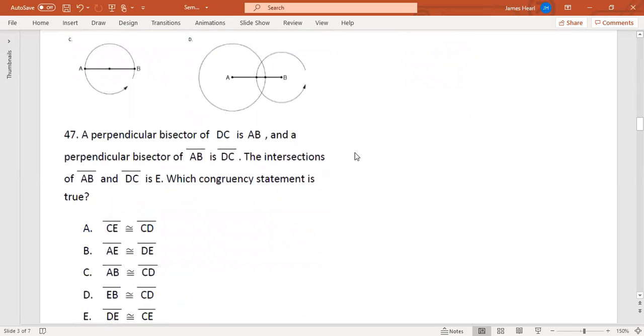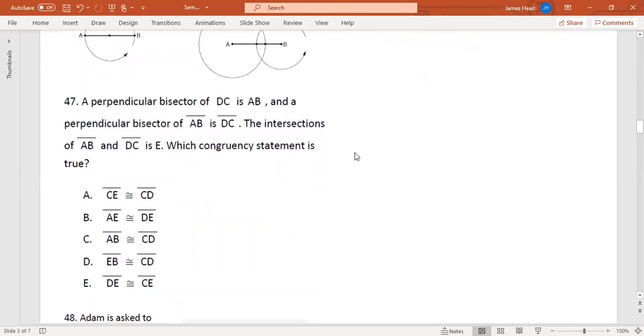And see, for 47, you're told the perpendicular bisector of DC is AB, and the perpendicular bisector of AB is DC. So you are told you have 2 perpendicular bisectors, and then you're asked which of these statements has to actually be true. Easiest way to understand it, because of how it's phrased, is to actually draw it.